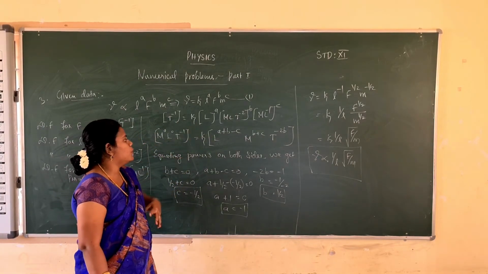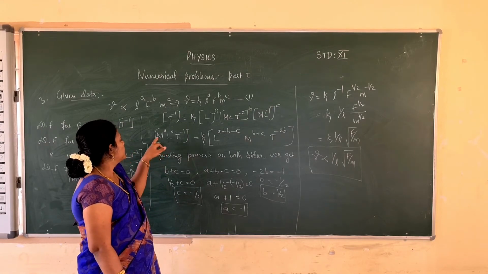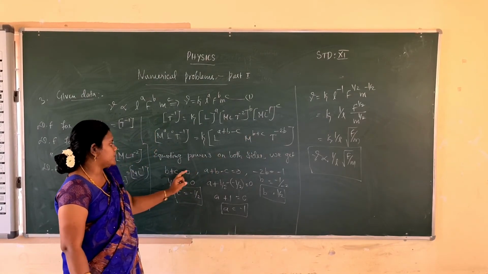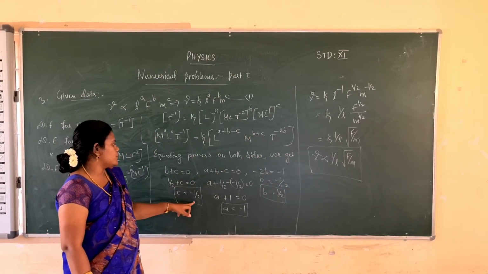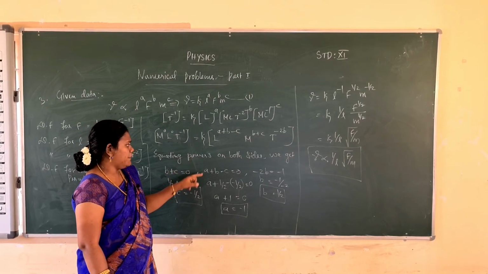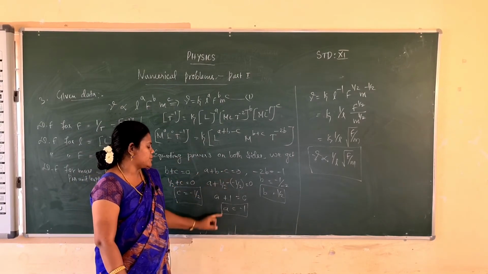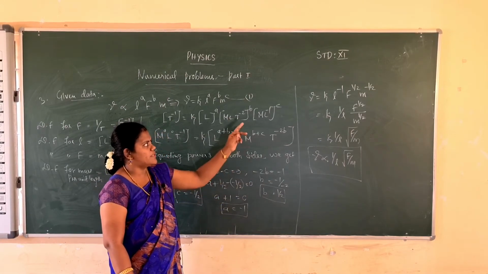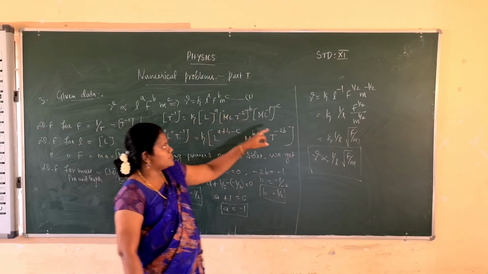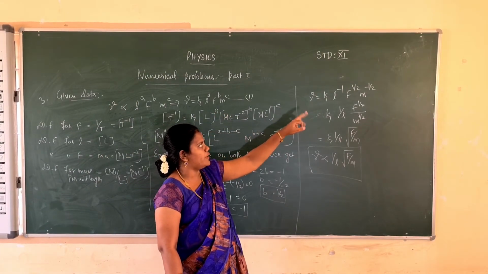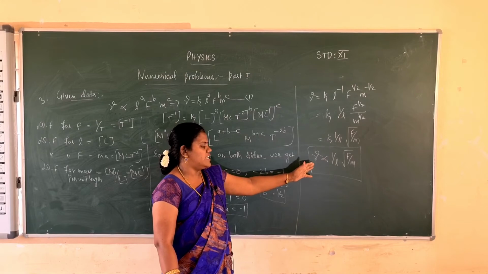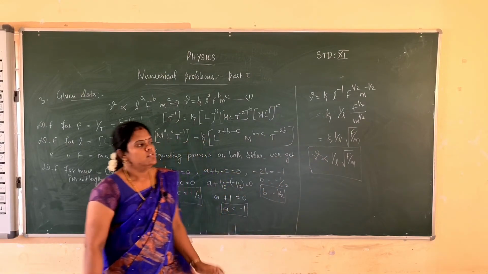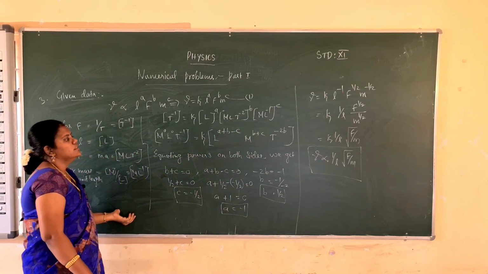Then equating powers on both sides, we get M power 0, so B plus C is equal to 0, and C is equal to minus 1 by 2, and A plus B minus C is equal to 0. Substitute, and we easily find the A value and B value. So the A, B, C values will be substituted in equation 1. Nu is equal to K into L power minus 1, F power 1 by 2, M power minus 1 by 2. We easily find that nu is directly proportional to 1 by L square root of F by M. This is the final formula for this problem.